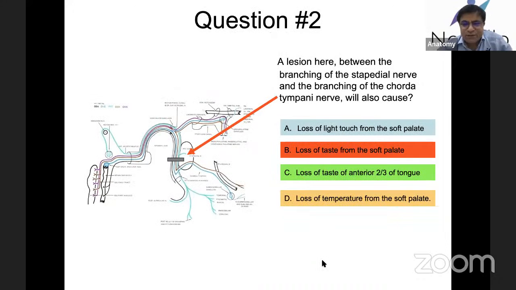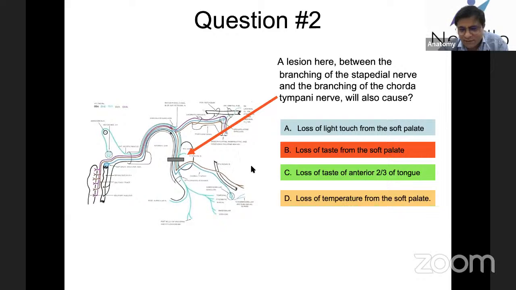Now you see the side of lesion. I think the side of lesion is the same. A lesion here between the branching of the stapedial nerve and the branching of the chorda tympani nerve will also cause, what will also cause? Loss of light touch from the soft palate? Again, remember the greater superficial petrosal nerve is intact. So loss of taste from the soft palate, that also was being brought by the greater superficial petrosal nerve.